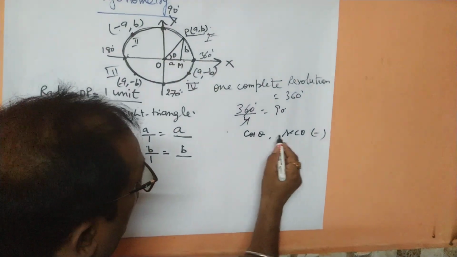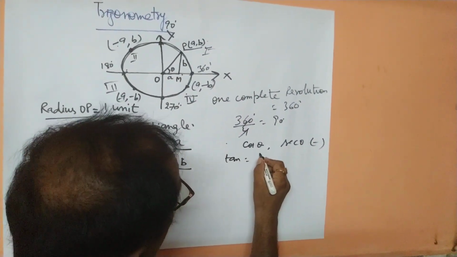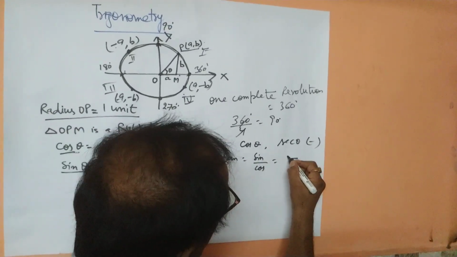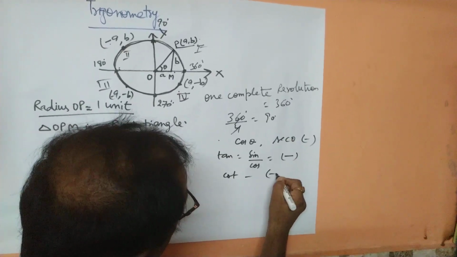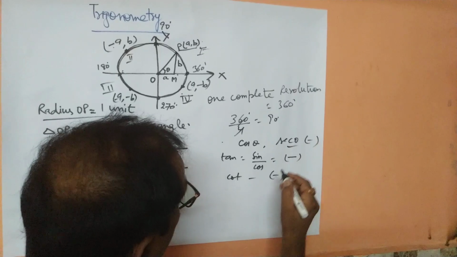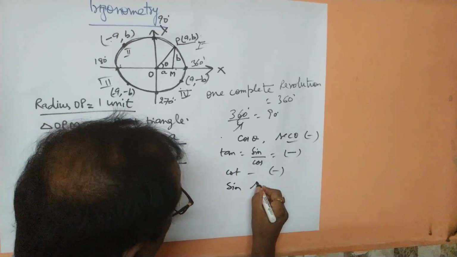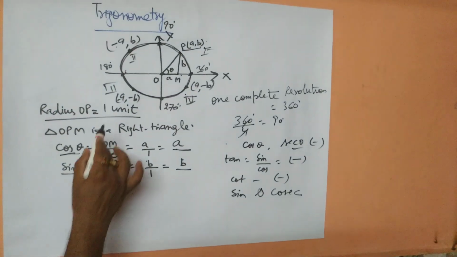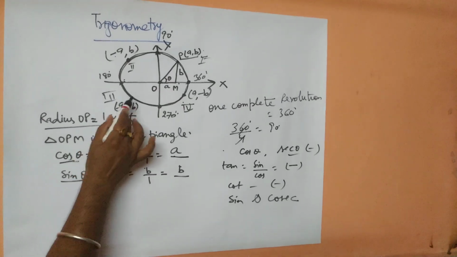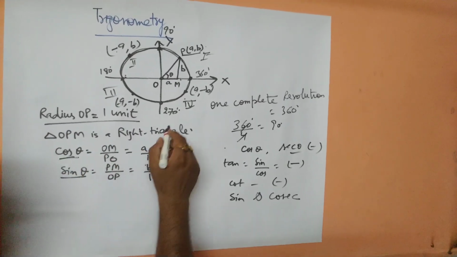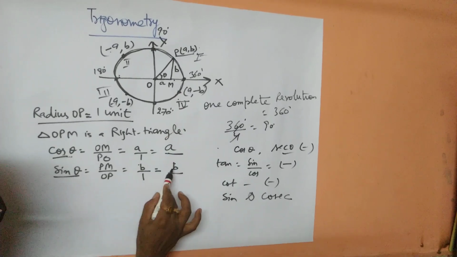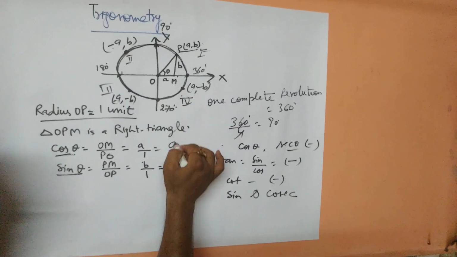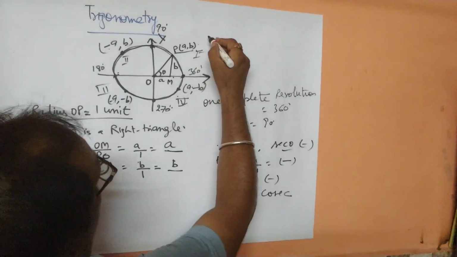If cos theta is negative, then what about tan? Tan is sine upon cos. When cos is negative, then tan is also negative, and if tan is negative, then cot is negative. Sec is also negative. So only sine and cosec are positive in the second quadrant. Similarly, in the third quadrant, both sine and cos are negative, so tan is positive and cot is positive. And in the fourth quadrant, b, sine theta, is negative and a is positive. So if a is positive, then cos is positive and sec is also positive.